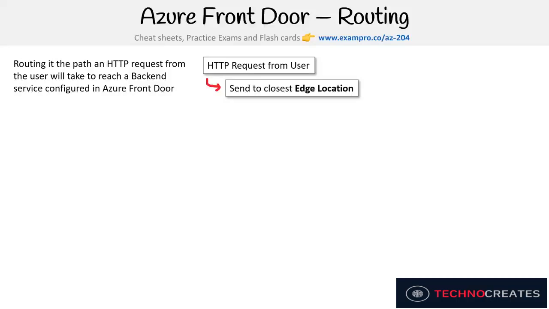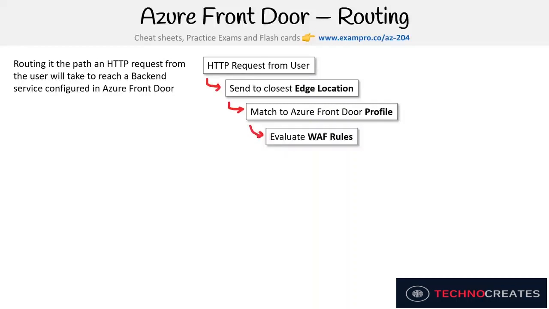Edge location is just a point of presence, a data center or software or hardware that is on the edge of a network that allows you to enter the Azure network. And so from there, you are now going to be in the Azure network. And so you will be matched with an Azure Front Door profile. From there, it will then, if you have WAF rules, evaluate the web application firewall rules. And if everything's okay, it will then match you to an Azure Front Door route.